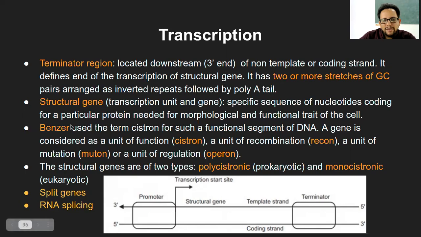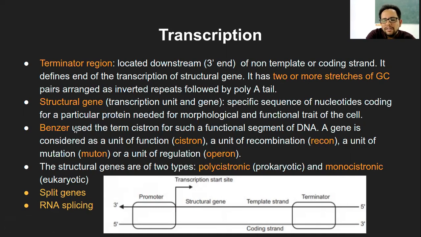Now, there was this person called Benzer in 1955, I guess. He used the term cistron. This we had seen earlier, which is a functional segment of the DNA. So a gene is considered as a unit of function, which is called cistron, a unit of recombination, which is called recon, a unit of mutation, which is called muton, and a unit of regulation, which is called operon. These are the different terminologies which were developed after Benzer.